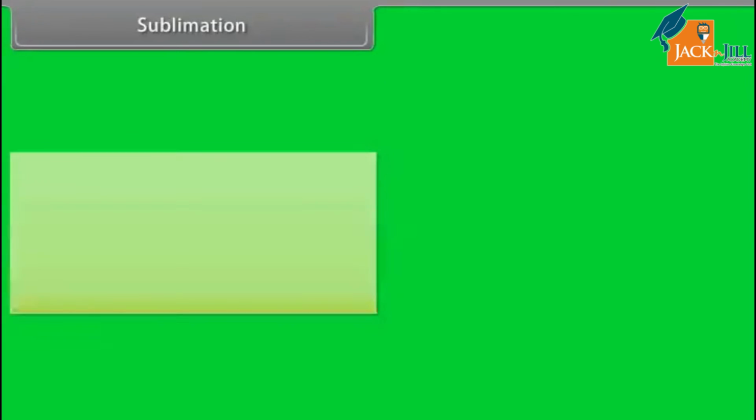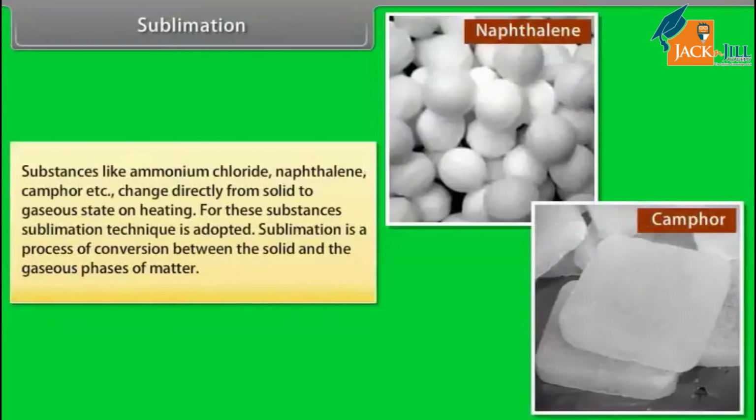Sublimation. Substances like ammonium chloride, naphthalene, camphor, etc. change directly from solid to gaseous state on heating. For these substances, the sublimation technique is adopted. Sublimation is a process of conversion between the solid and the gaseous phases of matter.